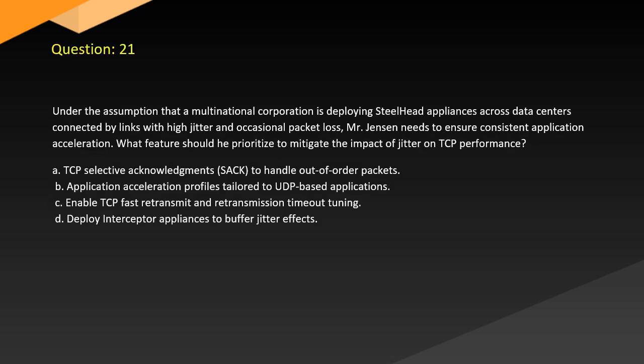Question 21. Under the assumption that a multinational corporation is deploying Steelhead appliances across data centers connected by links with high jitter and occasional packet loss, Mr. Jensen needs to ensure consistent application acceleration. What feature should he prioritize to mitigate the impact of jitter on TCP performance? A. TCP selective acknowledgements (SACK) to handle out-of-order packets. B. Application acceleration profiles tailored to specific applications. C. Enable TCP fast retransmit and retransmission timeout tuning. D. Deploy interceptor appliances to buffer jitter effects.